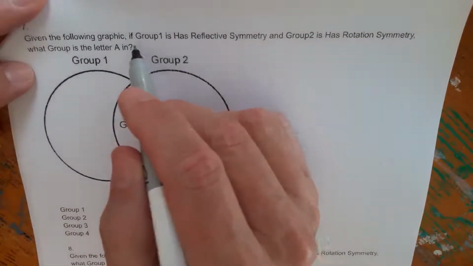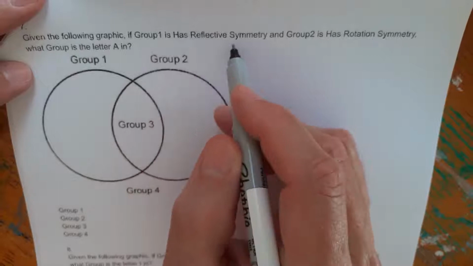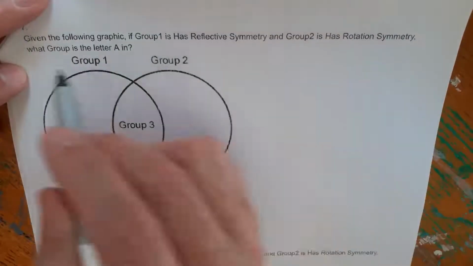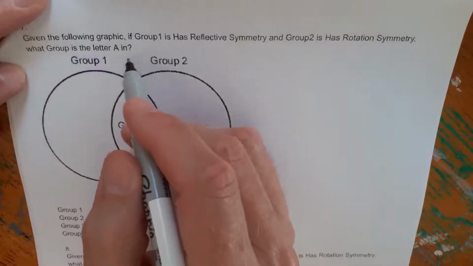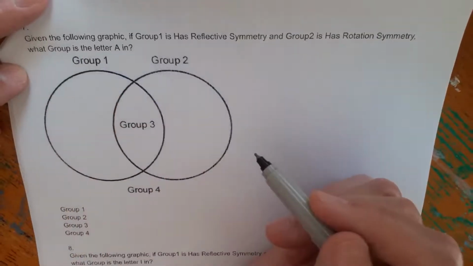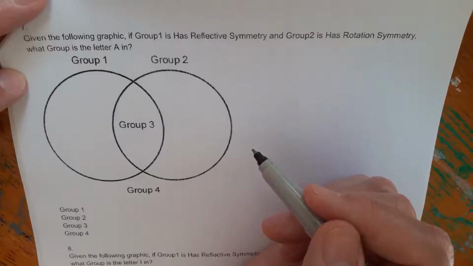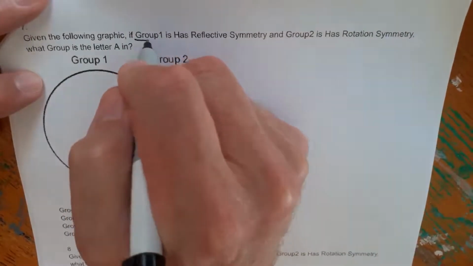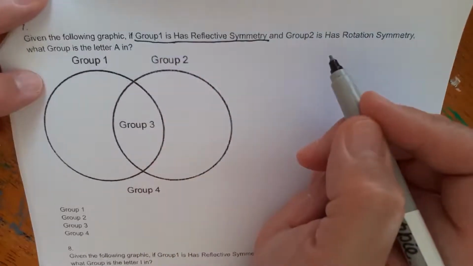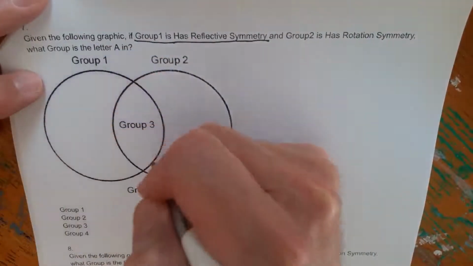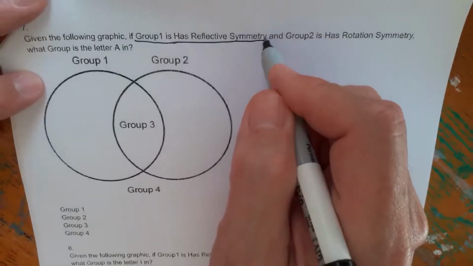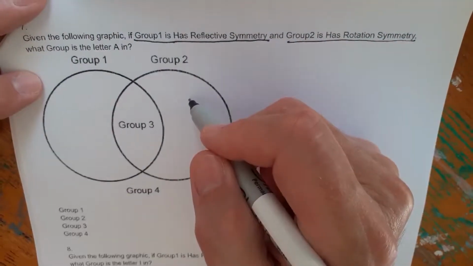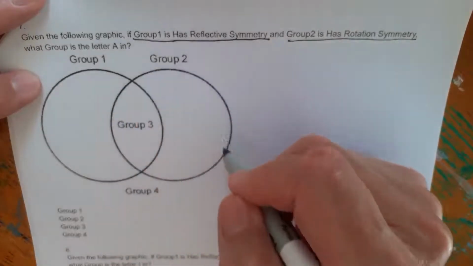So given the following graphic, if group 1 has reflective symmetry and group 2 has rotation symmetry, what group is the letter A in? So let's see here. I see what they're doing. Okay, they're telling us that group 1 has reflective symmetry. So this group here, this entire circle, has this characteristic, reflective symmetry. This is group 2. It has rotational symmetry, right? So that's the definition of this entire circle.